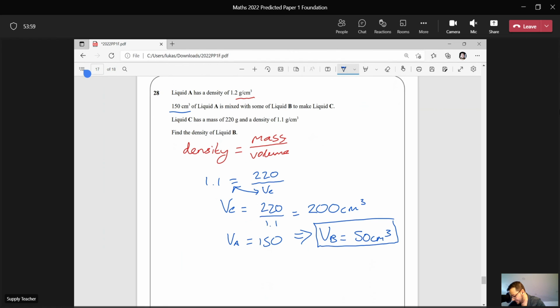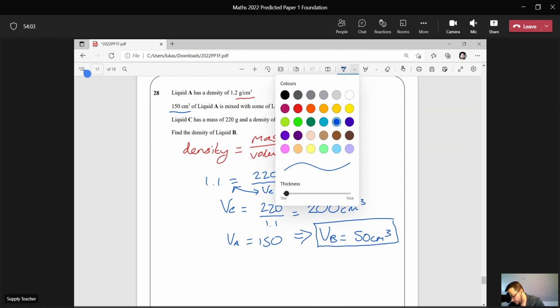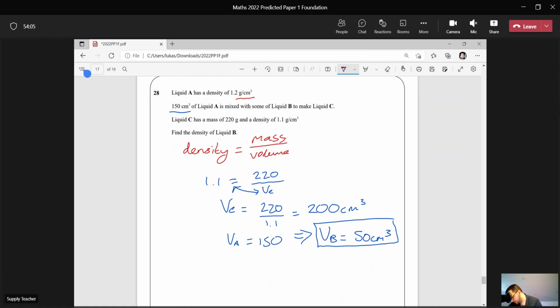So we know that liquid C has a mass of 220. So let's just grab a different colour. So we know that mass of C is 220. So we want to figure out the mass of A. Okay. Now again, we can use that the density of A is 1.2, and that is mass, which we don't know, so I'm going to call that mass of A, divided by the volume, which is 150.